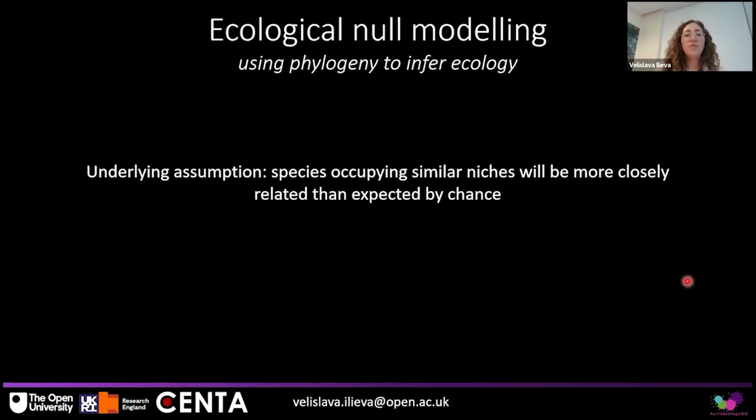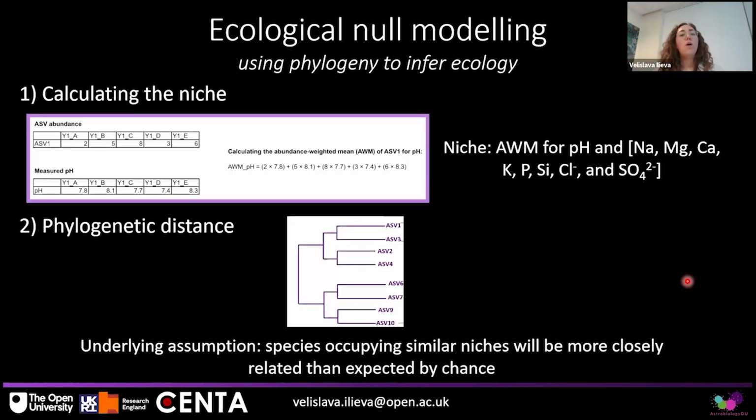So what does that mean? We first need to define a few things. What is a species? In this case, species is an ASV, or an amplicon sequence. We talk about the sequences from the amplicon sequencing analysis. And then niche, I defined niche as the parameters that significantly correlated with the structure of the microbial communities from the previous statistical analysis I performed. So these are pH and the concentrations of sodium, magnesium, calcium, potassium, silicon, phosphorus, chloride, and sulfate.